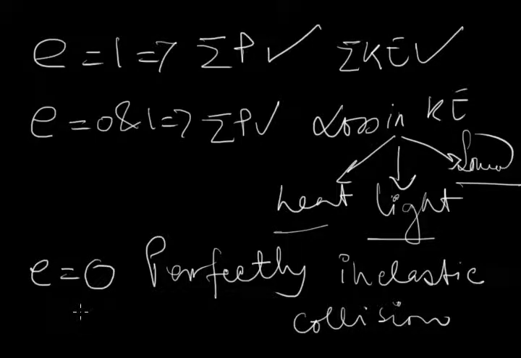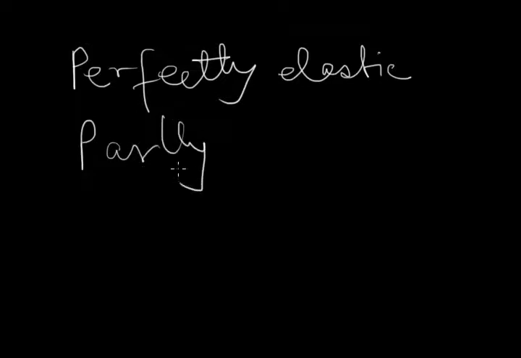So these are the three types of collision that we have. Firstly, we have the perfectly elastic collision. Secondly, we have the partly elastic collision. And then finally, we have the perfectly inelastic collision. So I will again check it out: the first case, we have the coefficient of restitution as 1, which we called a perfectly elastic collision, and then we have partly elastic, and then we have perfectly inelastic.